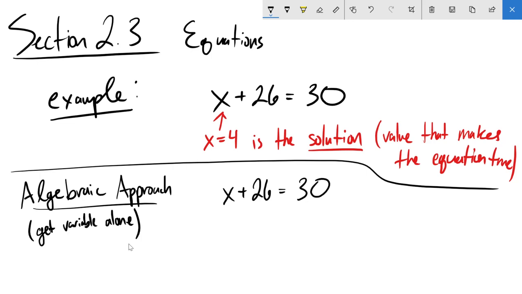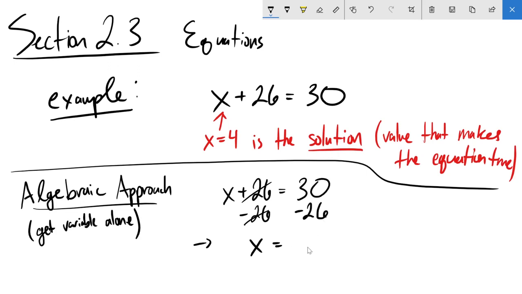Well, there's a plus 26. How do you get rid of plus 26? You just take it away. And in a scale, you can take as much as you want off of one side as long as you take the same amount off the other side. So we can take away 26 from the left side as long as we take away 26 from the right-hand side. Then on the left-hand side, those values cancel out. 26 and minus 26 cancel out to 0, so you're just left with your variable.